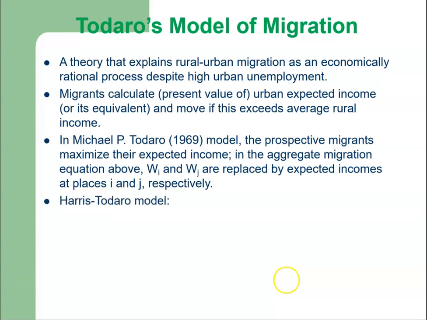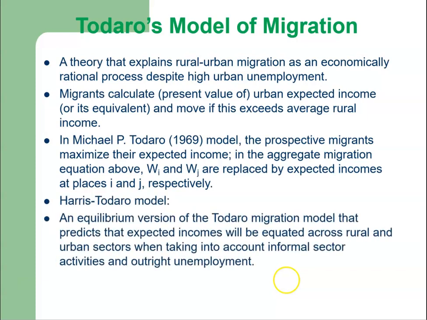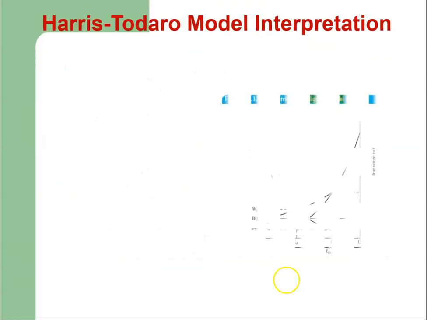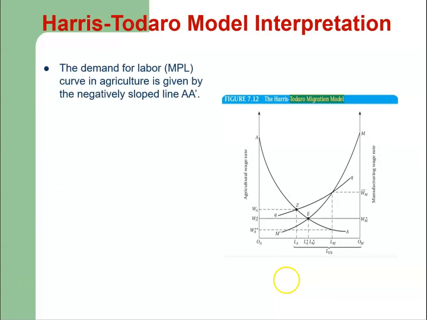Then we have the Harris-Todaro model, an equilibrium version of the Todaro migration model that predicts that expected incomes will be equated across rural and urban sectors when taking into account informal sector activities and outright unemployment. Here is the interpretation of the Harris-Todaro model.